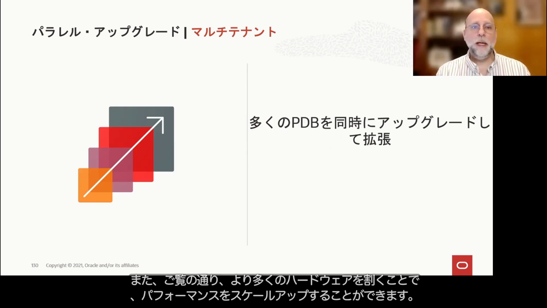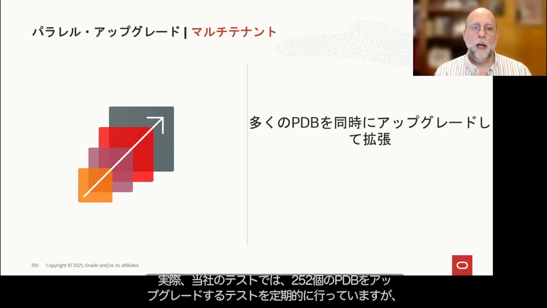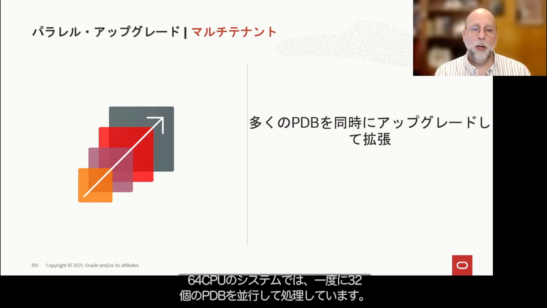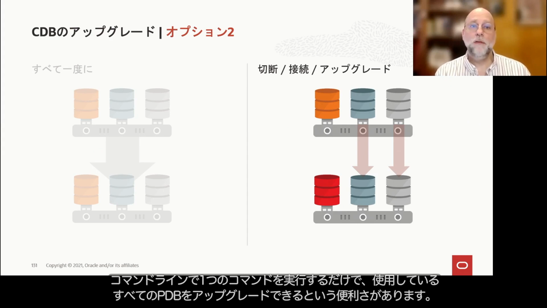And as you can see, you can scale your performance by devoting more hardware to it. The more CPU cores and memory available, the more we can do in parallel. And in fact, in our testing, we regularly test upgrading 252 PDBs on, say, a 64 CPU system where we're doing 32 PDBs at a time in parallel. So that's one option, and the everything at once option is really nice because it's convenient. You can upgrade all of your PDBs with just one command at the command line.